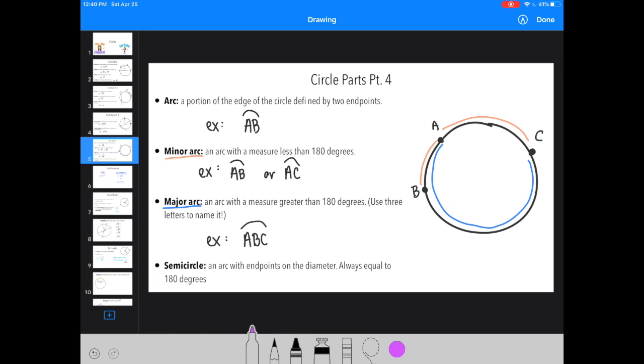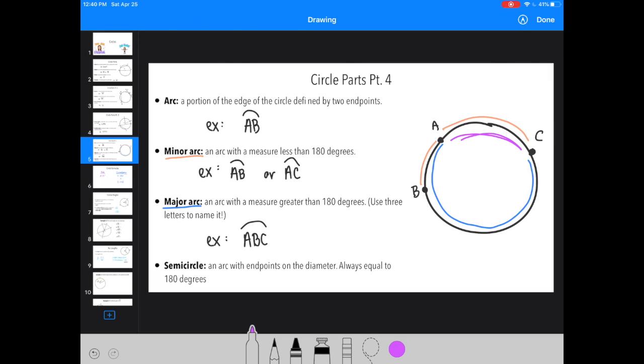Now for major arcs, we have to use 3 letters to note the direction around the circle. For example, my major arc is in blue here. It's that movement around the circle. If I just name that AC, well, that's that minor arc right there. So for major arcs, we have to have 3 points in our name so we know the orientation, the direction around the circle.